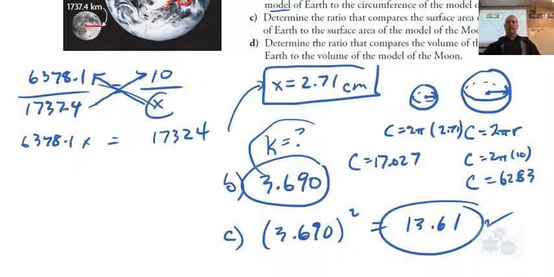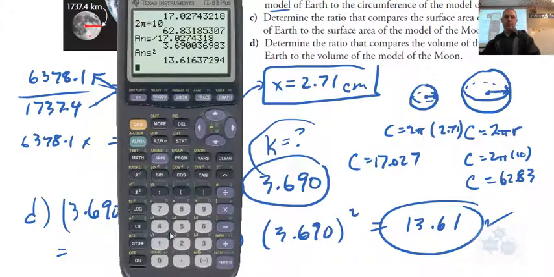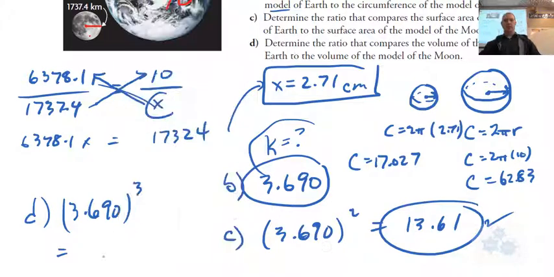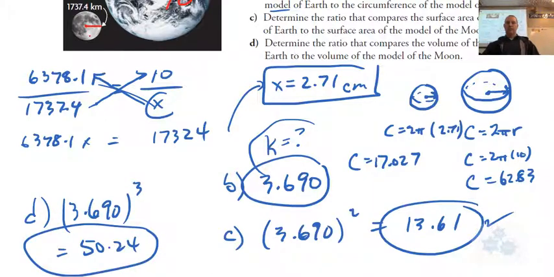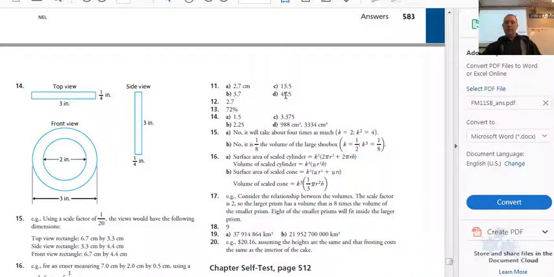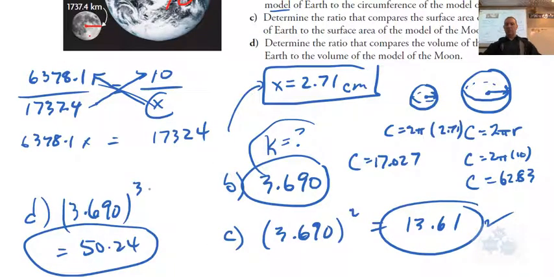So that's C, and D, determine the ratio that compares the volumes. Okay, well, we know that the volumes are related by the cube of the scale factor, so 3.690 cubed. All right, and that should be the ratio. Let's just check it out. 50.24. So whatever the volumes are, they should be related by a factor of 50.24. And is that okay? So again, we're a little bit off from all of our calculations here, but we're using full decimals maybe early on in the question and they didn't. And I used 2.71 as well, right? So yeah, those numbers would be totally acceptable.